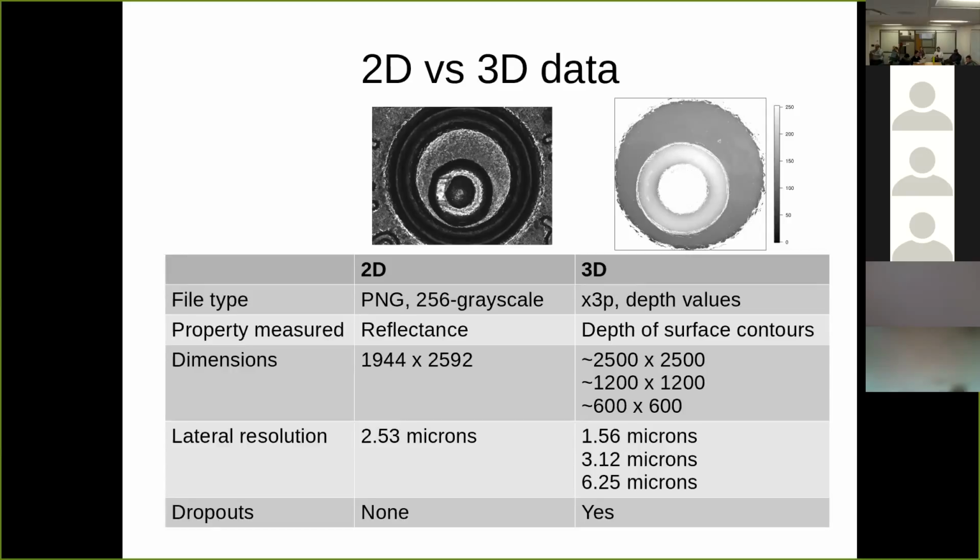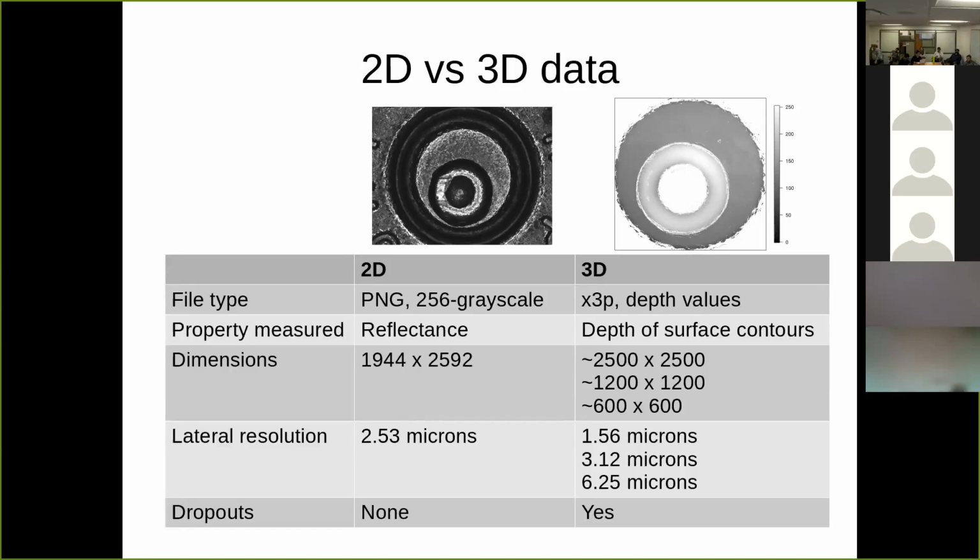For 3D data, there are 3 different dimensions. We have something around 2500 by 2500, and then we have 1200 by 1200 and 600 by 600. The reason that there are these 3 sizes is because they have different lateral resolutions. The lateral resolution just measures the physical size corresponding to each entry of the matrix.